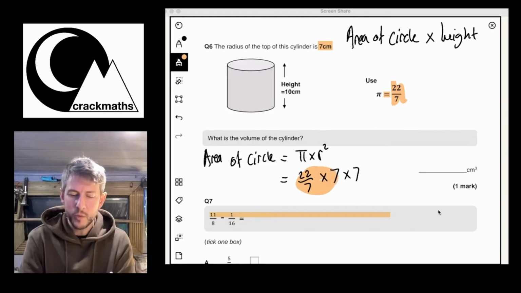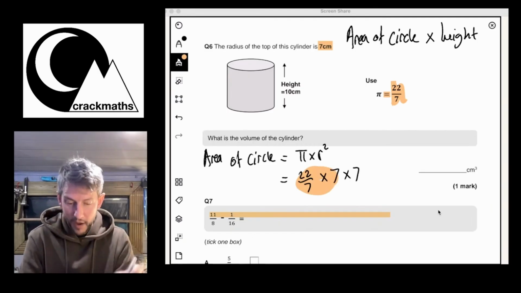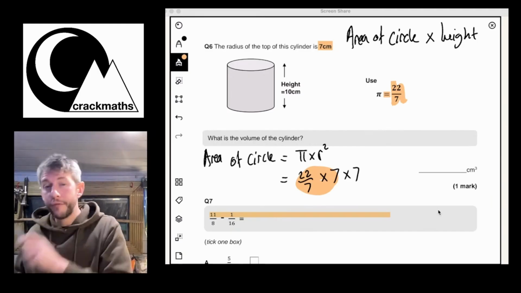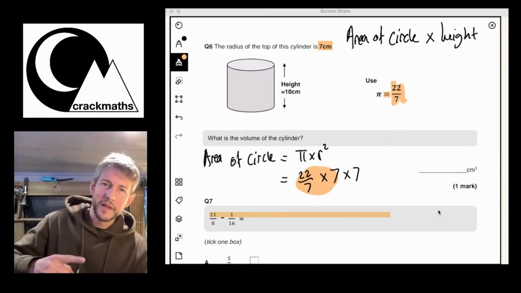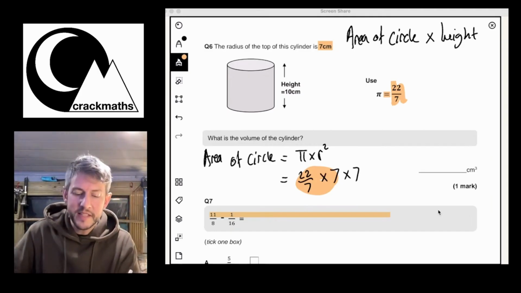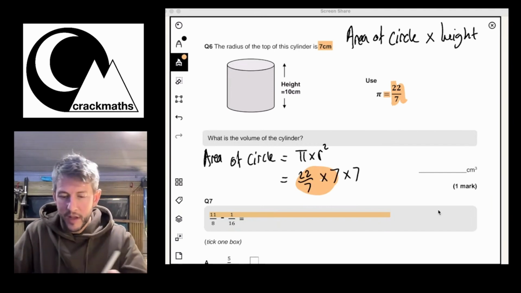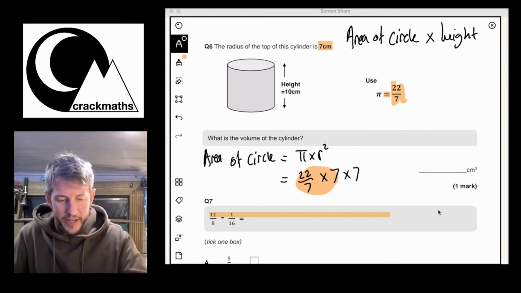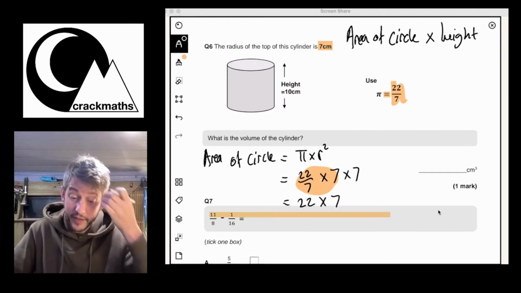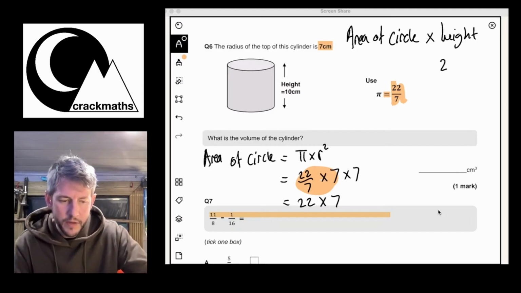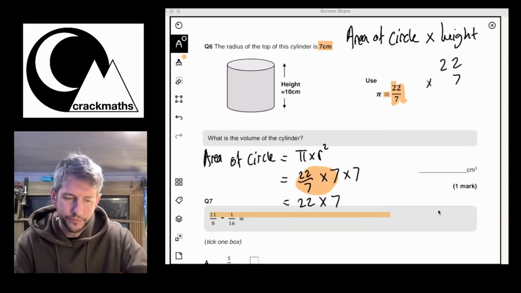If I have 22 over 7 times by 7, this is like saying 22 divided by 7 times by 7. So essentially this 7 is just reversing this divide by 7. So I can simplify this calculation to get the area of the circle to 22 times 7. Okay, so now I need to work that out. I'm going to use the column method to do this.